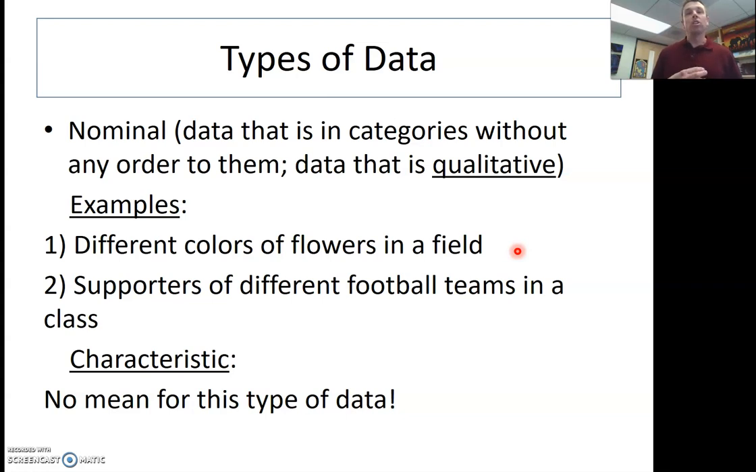Or even if we started looking at what other football teams people like, you're going to fall into a category, and it's not a rankable category. And if it's not a rankable category, there's really no mean for this type of data. You can't find the average and so forth. All right, so anything that is basically categorical, you're putting it in this category or that category, that's nominal data, especially if it's not rankable.